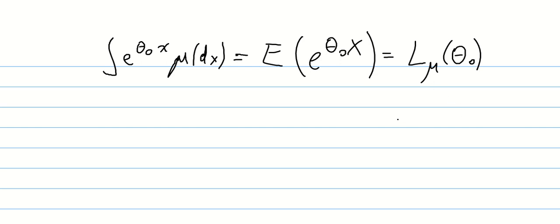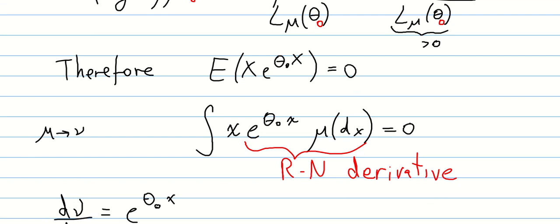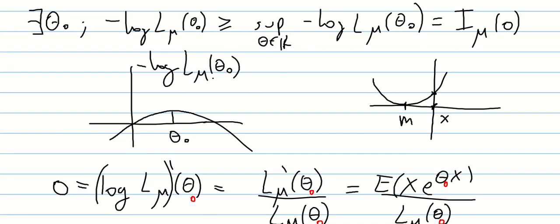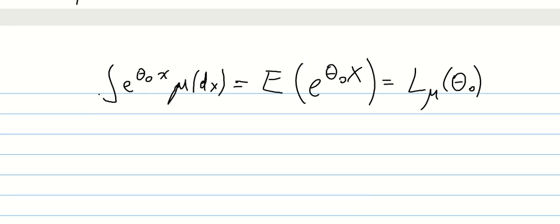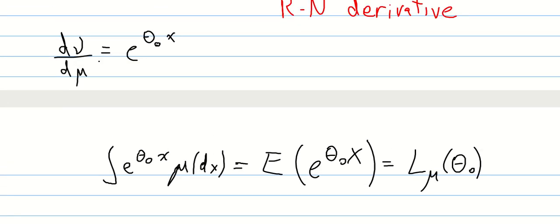This is a nice number. And this is not necessarily 1, right? We know that the Laplace transform at 0 is 1, but at theta 0 I have no idea. It's actually smaller than 1, because the minus log is bigger than 0. So we have this, and we would like to have mu to be a probability.